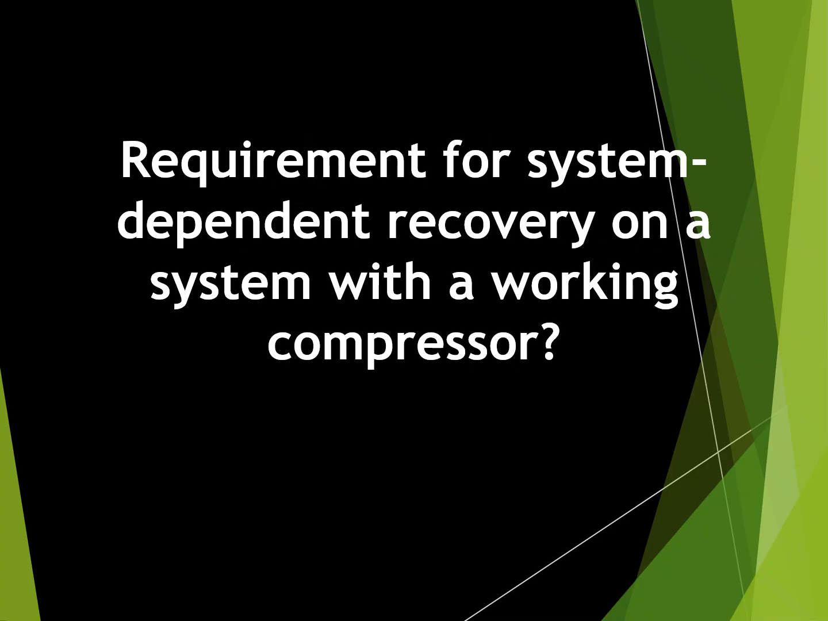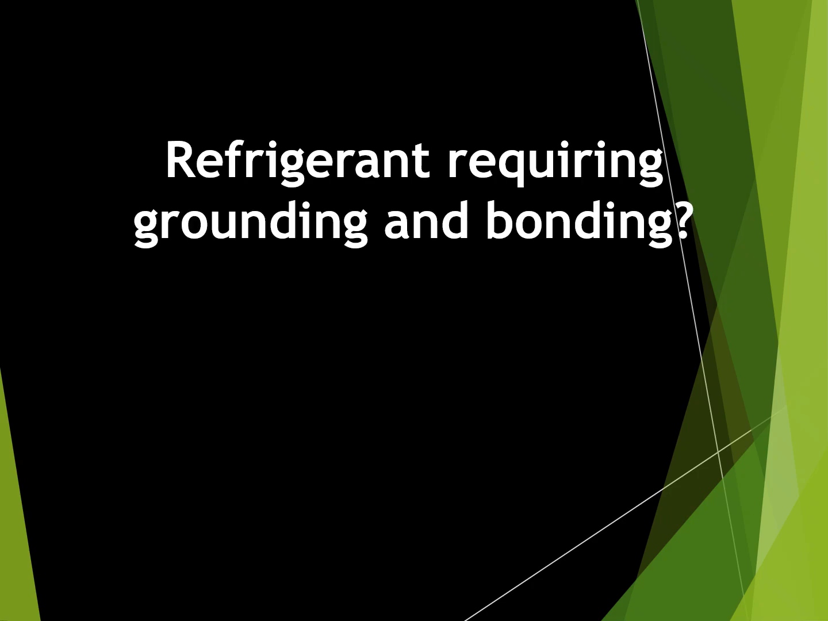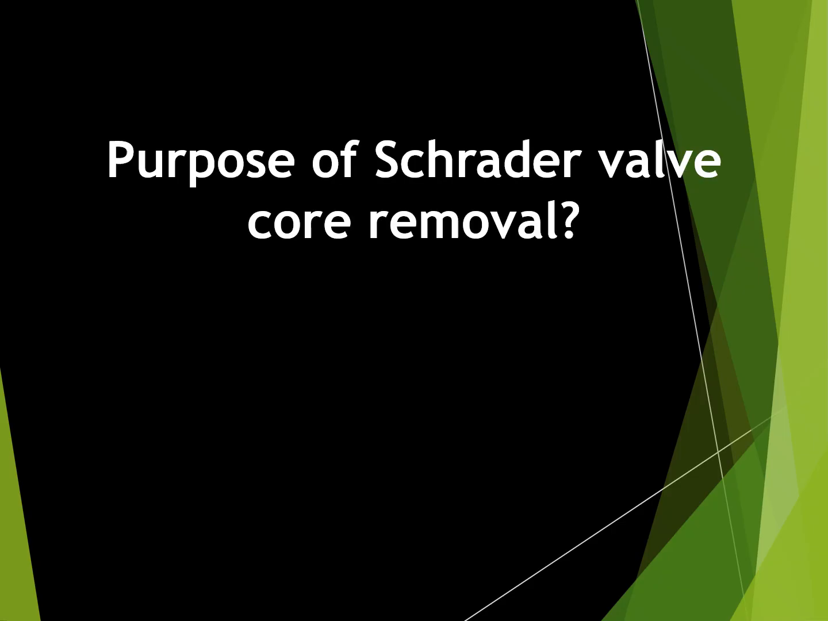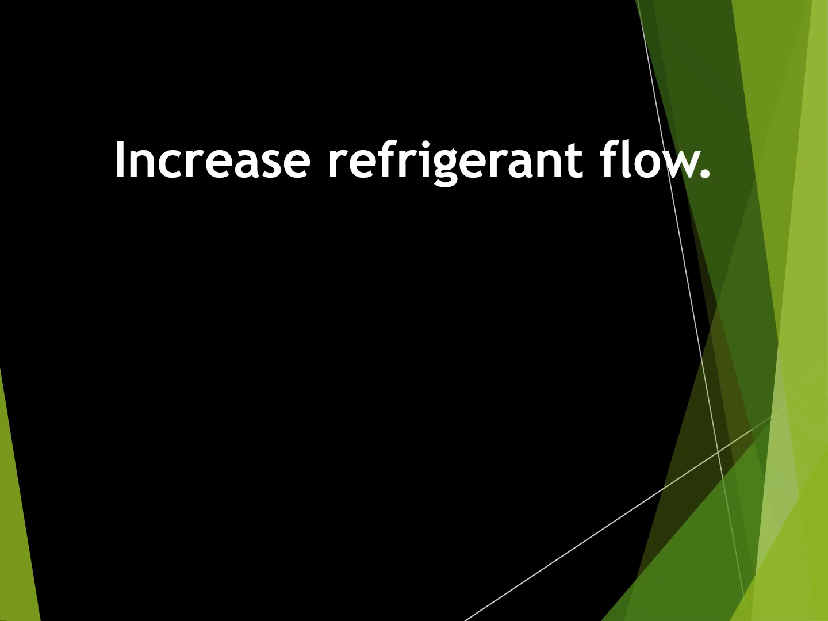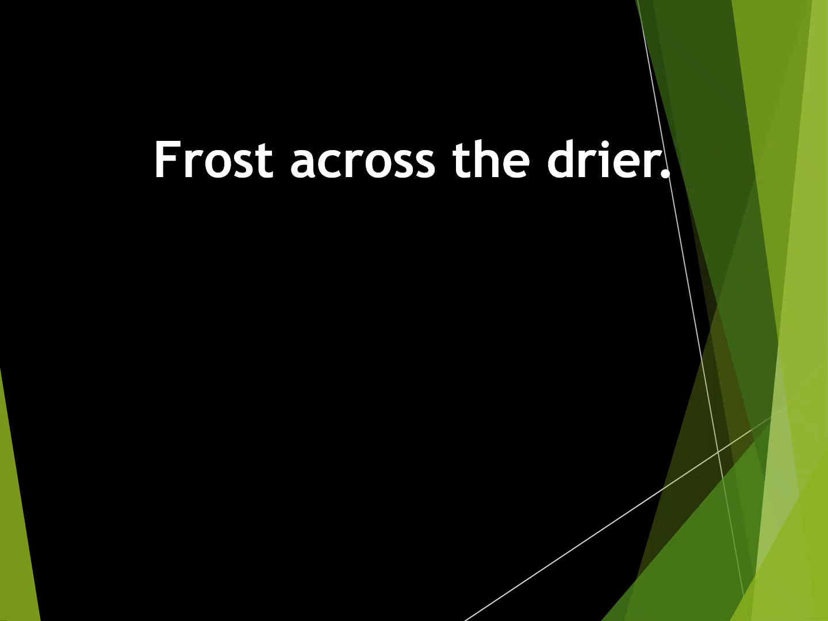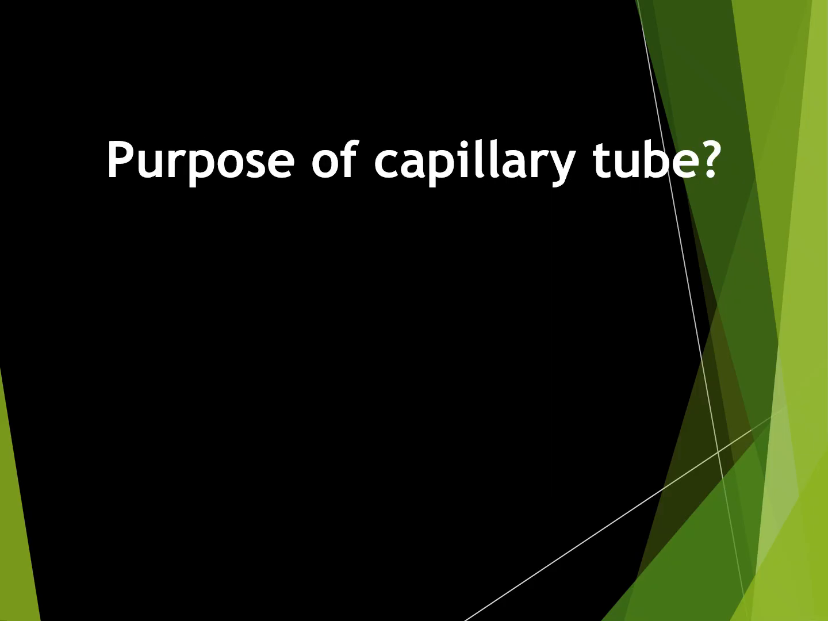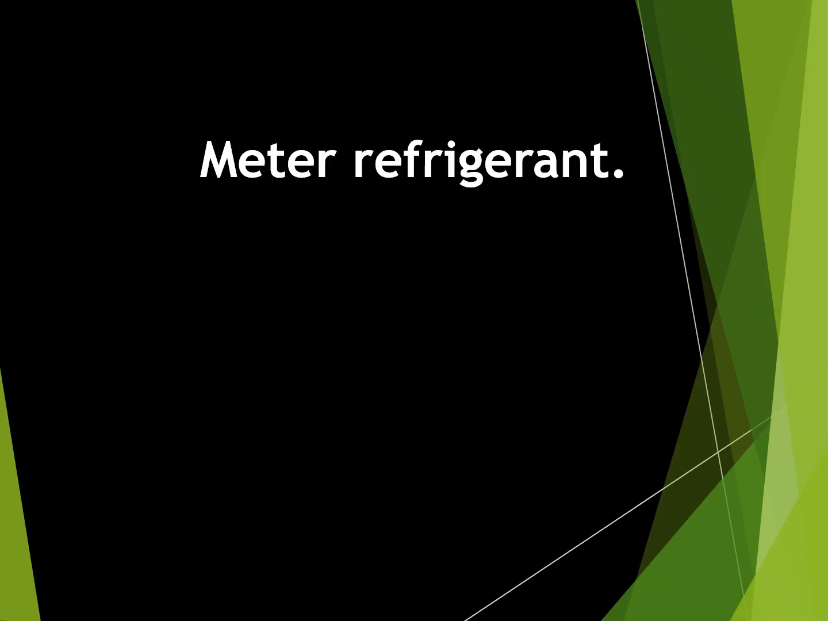Requirement for system-dependent recovery on a system with a working compressor. Run the compressor. Refrigerant requiring grounding and bonding. R600A. Purpose of Schrader valve: core removal. Increase refrigerant flow. Condition indicating restricted filter dryer. Frost across the dryer. Condition indicating system overcharge. High head pressure. Purpose of capillary tube: meter refrigerant.